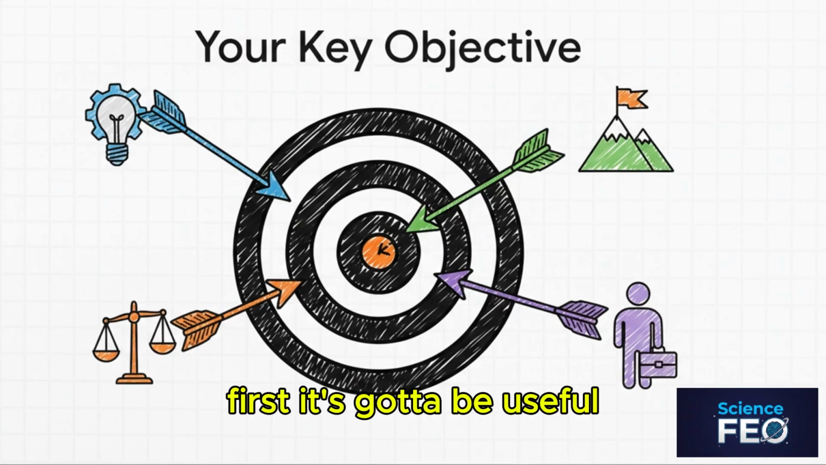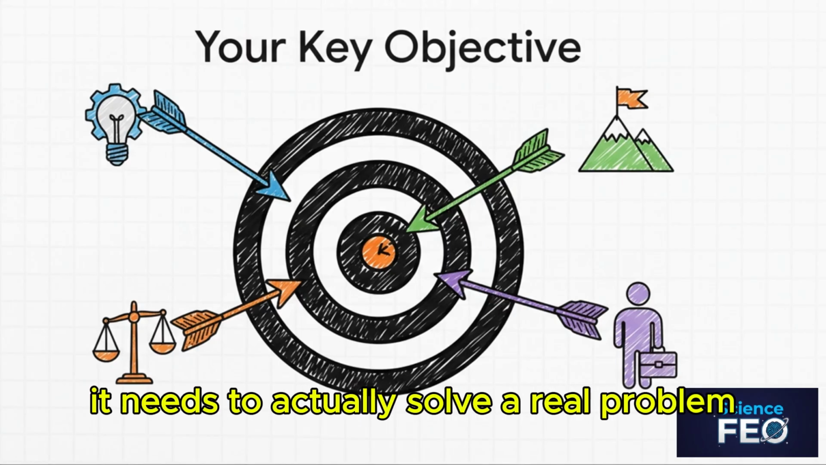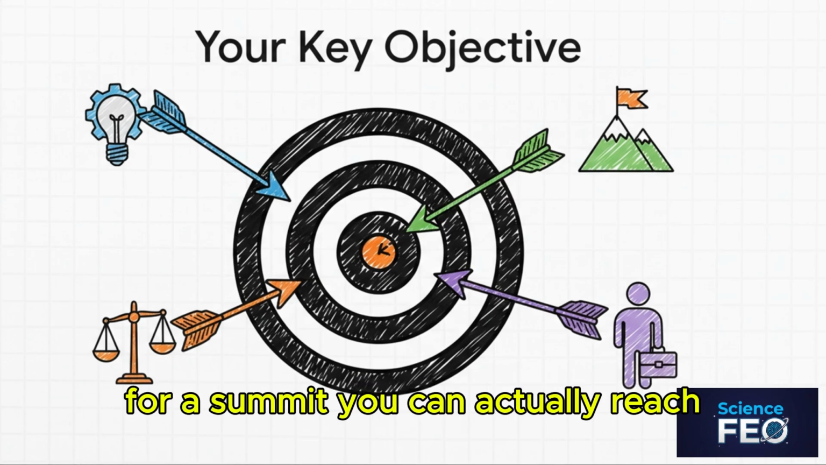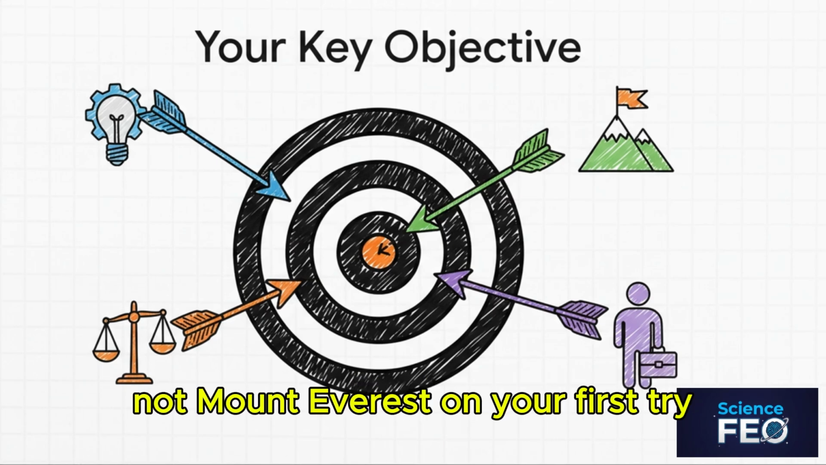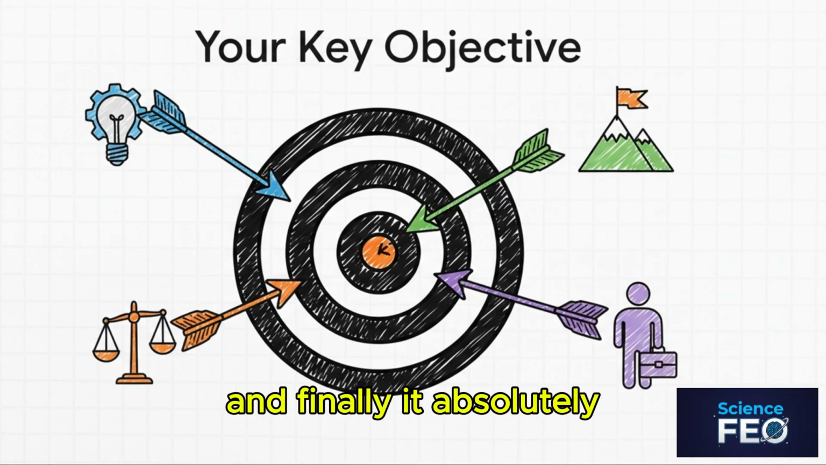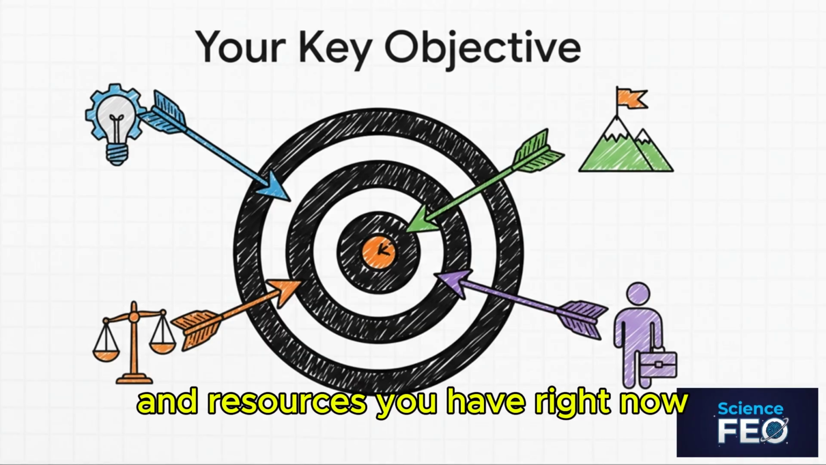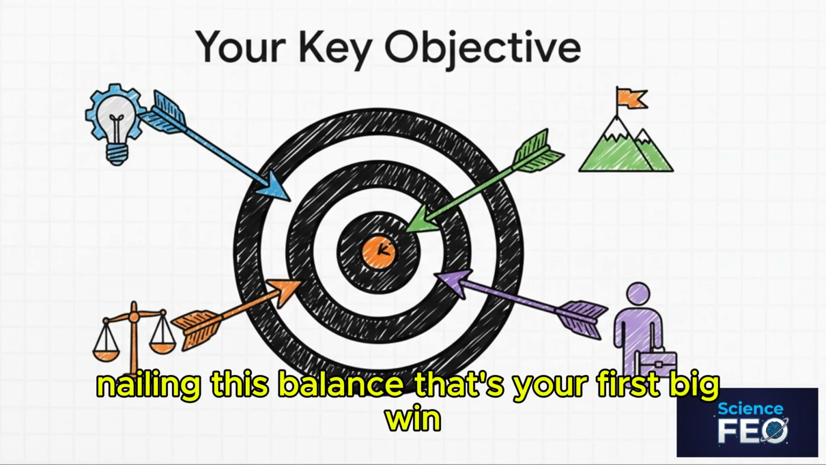First, it's got to be useful. It needs to actually solve a real problem. Second, it has to be realistic. You're aiming for a summit you can actually reach, not Mount Everest on your first try. Third, it has to be ethical. And finally, it absolutely must be aligned with the skills and resources you have right now. Nailing this balance, that's your first big win.